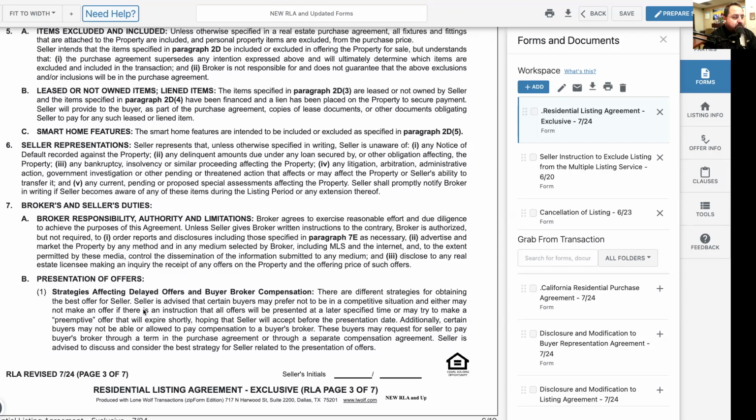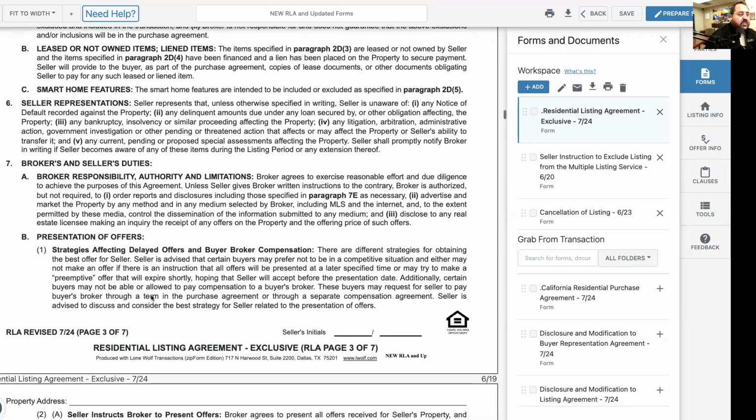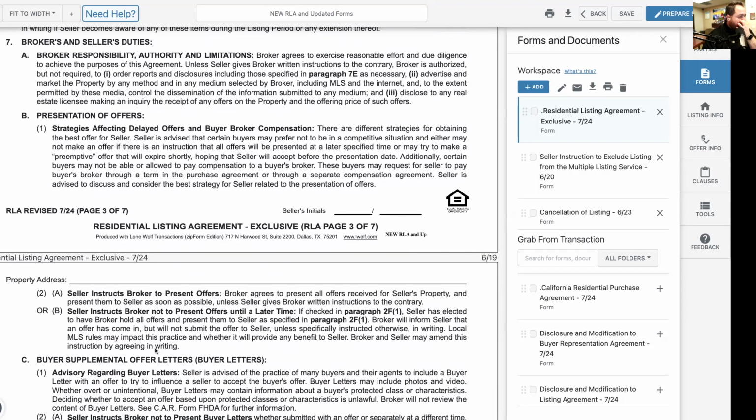Additionally, certain buyers may not be able or allowed to pay compensation to a buyer's broker. These buyers may request for seller to pay buyer's broker through a term in the purchase agreement or through a separate compensation agreement. Seller is advised to discuss and consider the best strategy for seller related to the presentation of offers. Okay. Seller instructs broker to present offers. Broker agrees to present all offers received for seller's property and present them to seller as soon as possible, unless seller gives broker written instruction to the contrary.